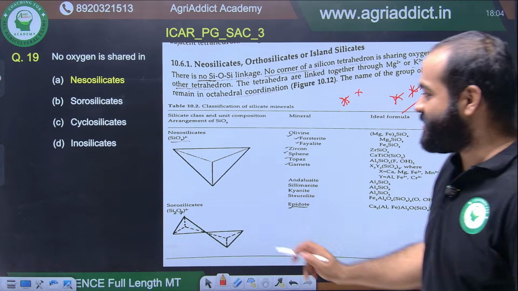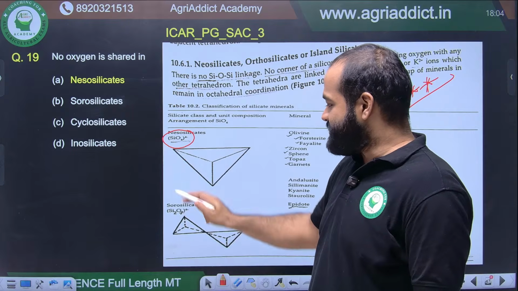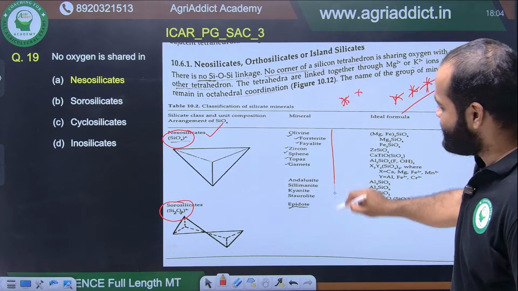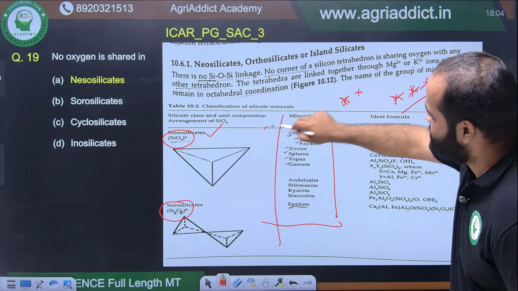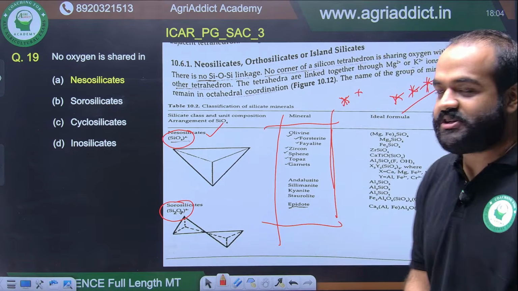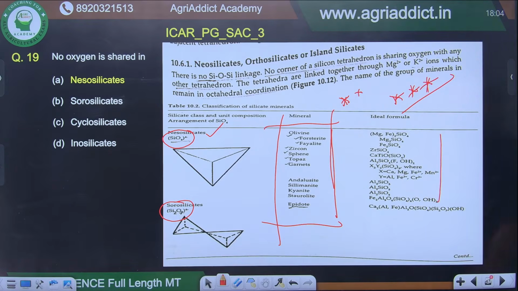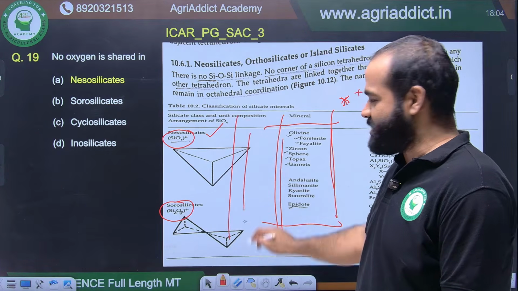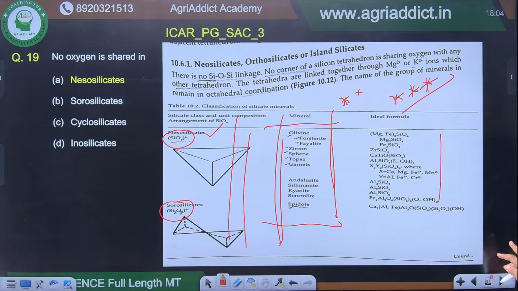Everything here is important. This formula, this basic formula is very important. The name is important anyway. Then these examples are extremely, extremely important. From here you can definitely expect 2 to 3 questions. With this, you can go a bit easy. You don't have to remember everything, but names and formula and structure, very important.